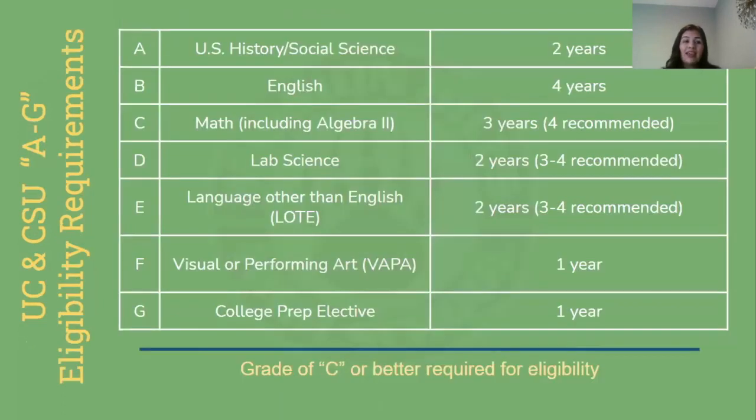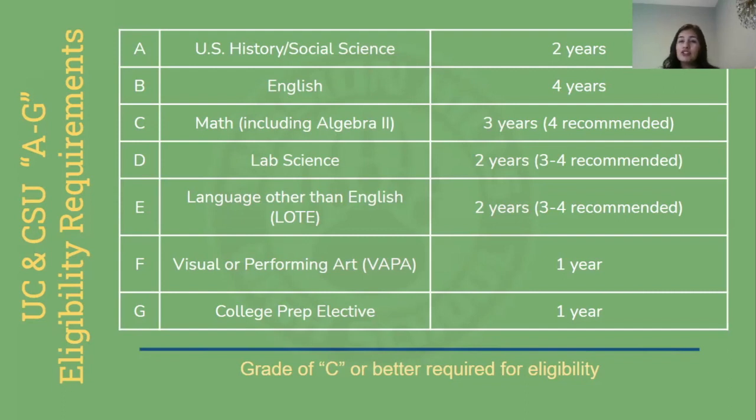So UC and CSU A through G requirements are requirements needed to be able to apply and attend a 4-year university, for example, like Cal State San Marcos, which is across the street, or SDSU, or UCLA, UC Berkeley. They are requiring 2 years of history, 4 years of English. For math, they require 3 years of math. You have to pass Algebra 2, but 4 years of math is recommended.